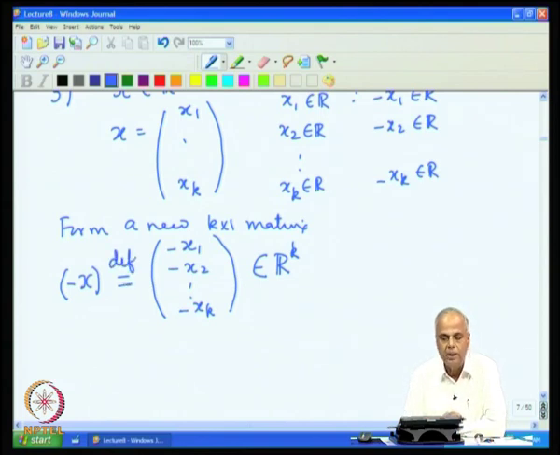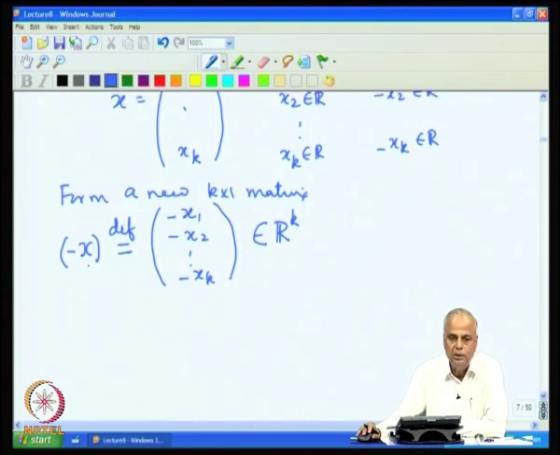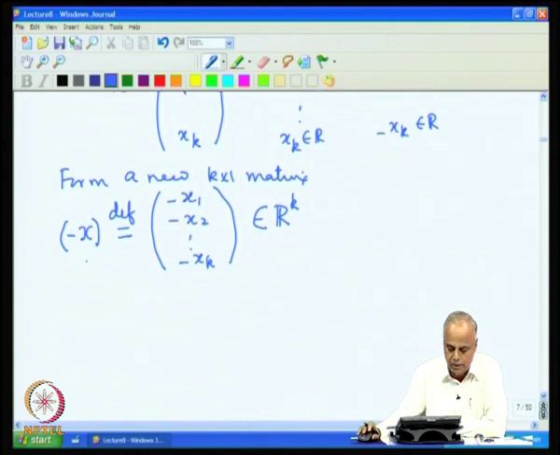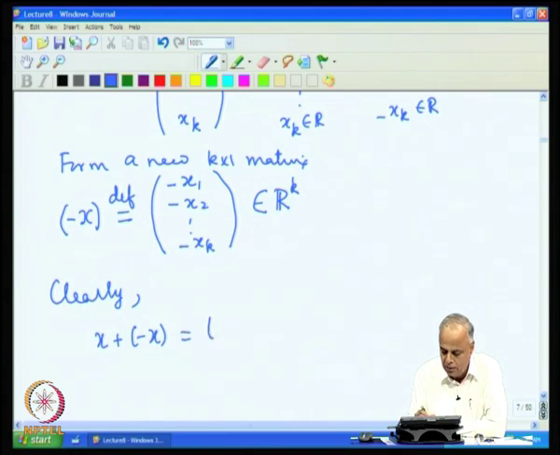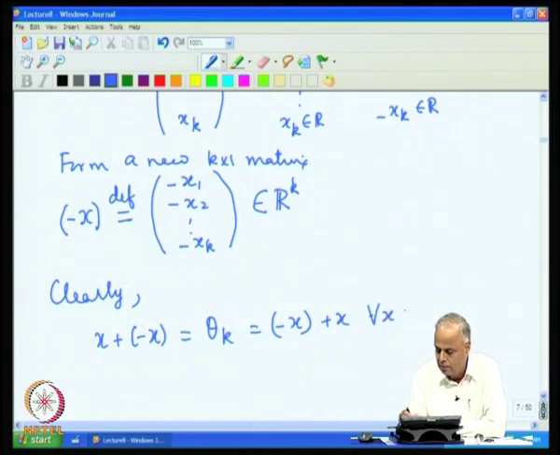If x is x 1, x 2, x k, the corresponding minus x element in R k is defined as that matrix all of whose entries are negative of the corresponding entries in x. And then clearly now by the addition rule of R k elements, we see that x plus minus x is equal to theta k is equal to minus x plus x for every x in R k.